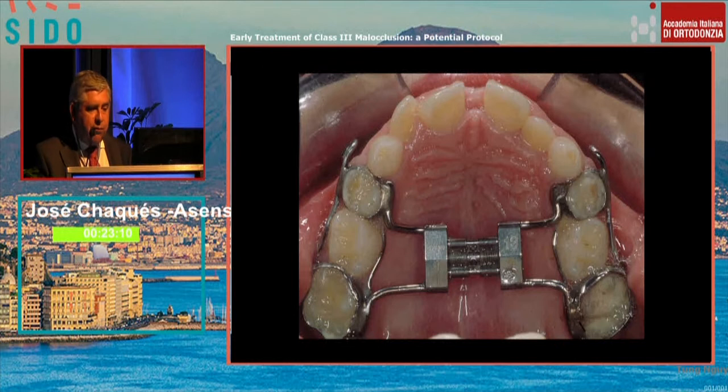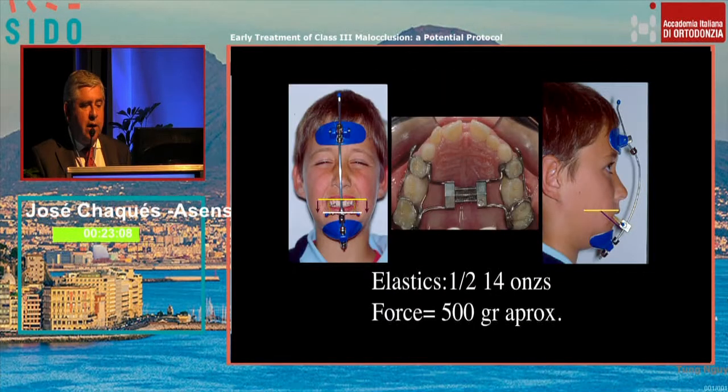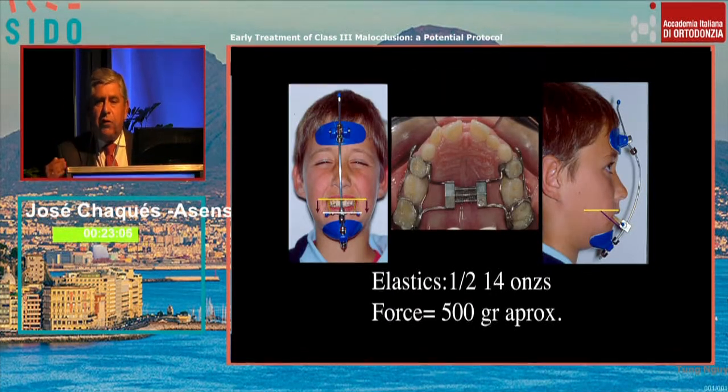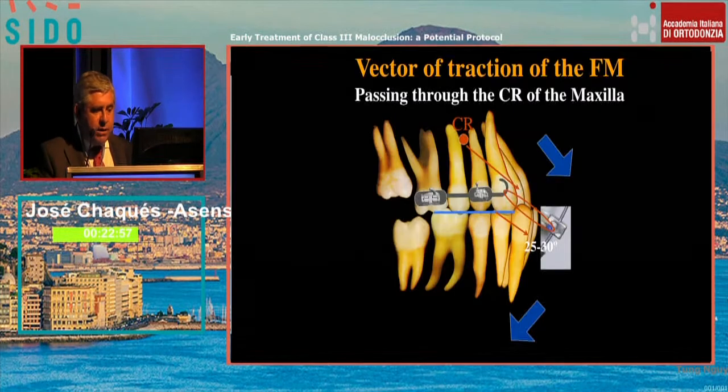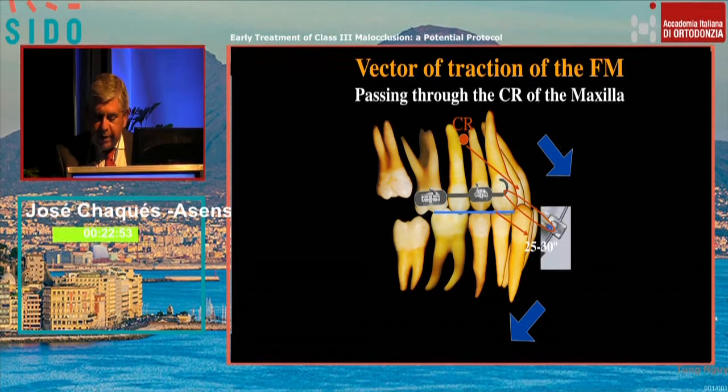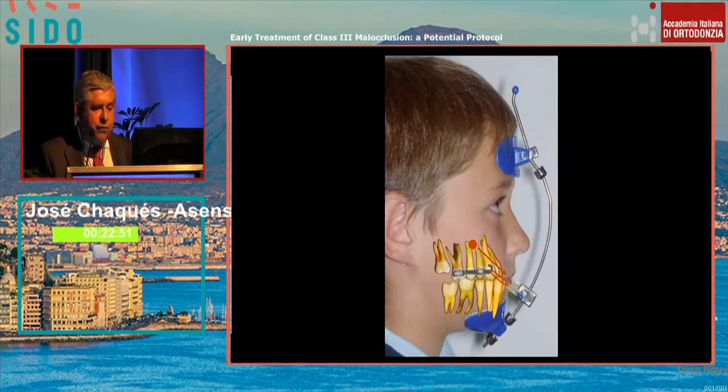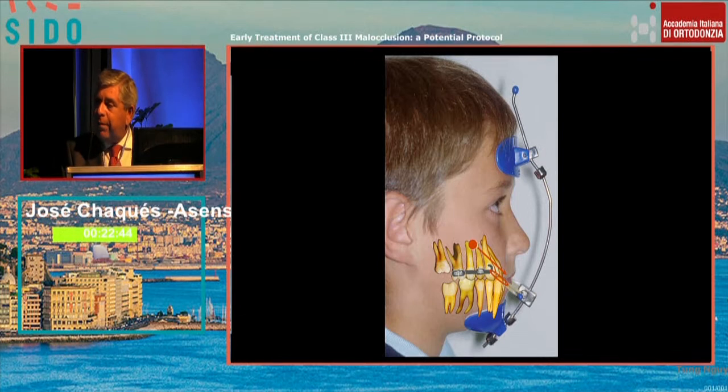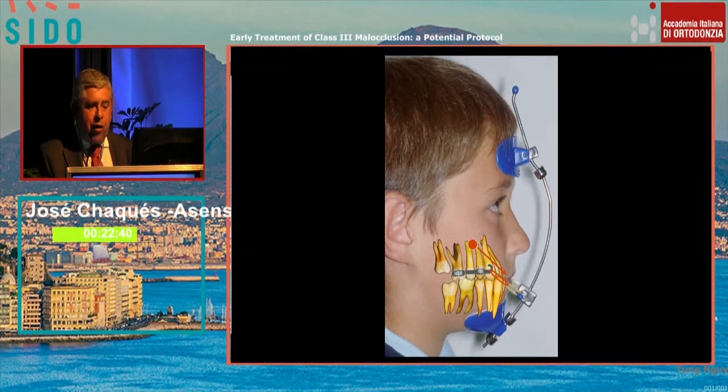Once again, it is very important to have the hook in the front so that, when we get an inclination of 25 to 30 degrees, we make sure that we are protracting through the center of resistance of the maxilla. I point that out because so many times I see the traction from the molar, which is an absolute mistake. So if we want to pass through the center of resistance of the maxilla, we have to have the point of traction in the front.